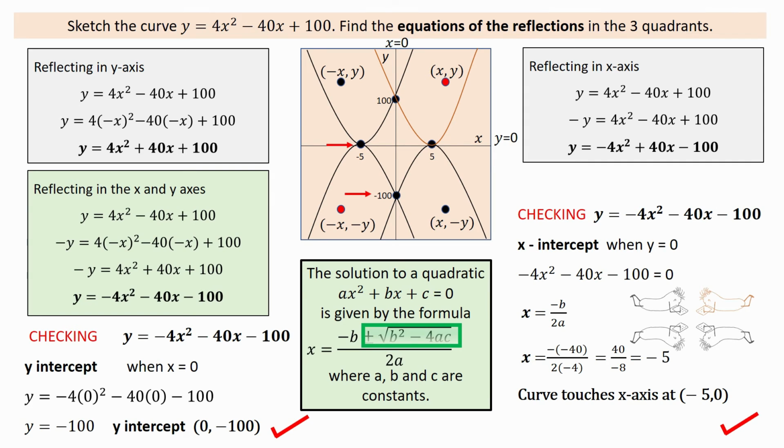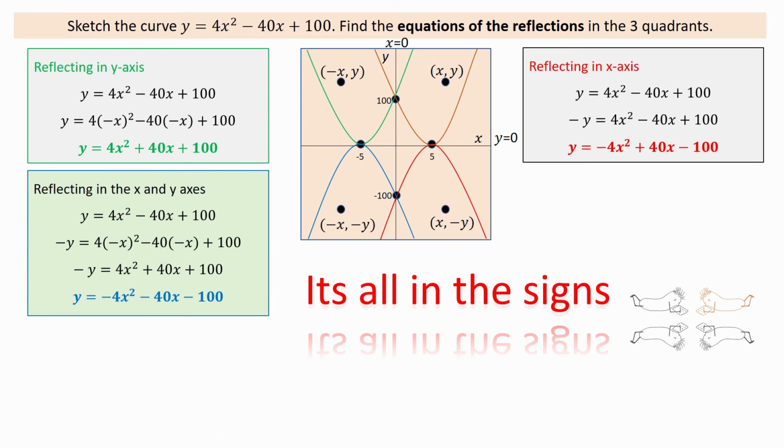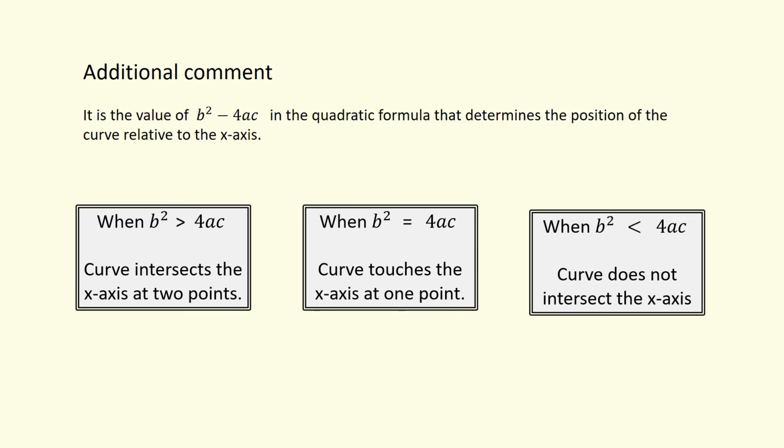We have found the equations of all the reflections. In this video, b squared equals 4ac, so the square root of b squared minus 4ac comes to 0. So there is only one value for x, and the curve touches the x-axis rather than intersects it.